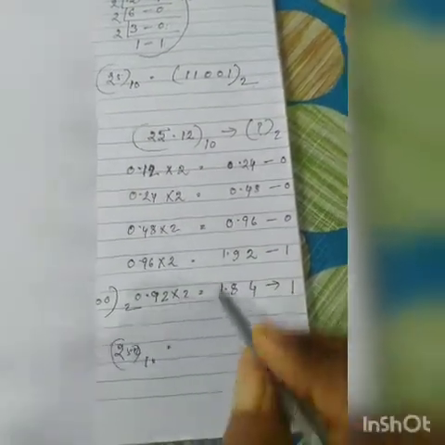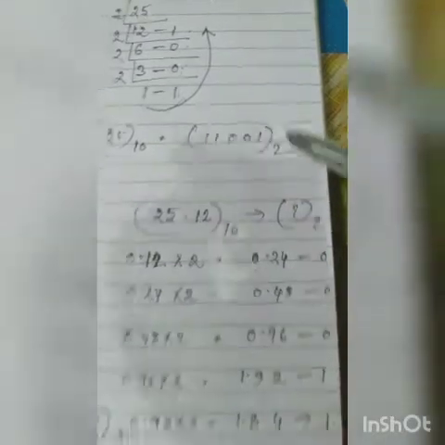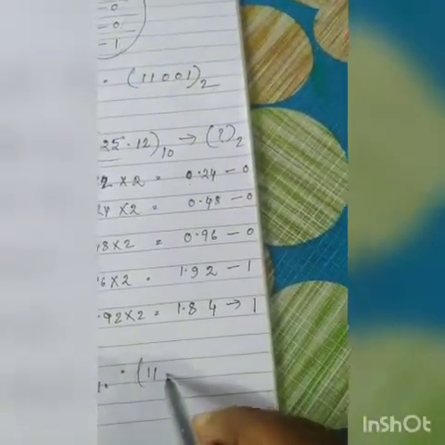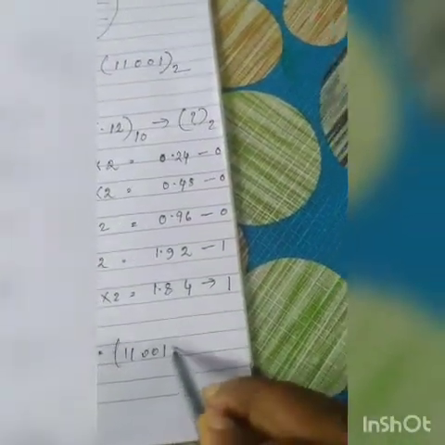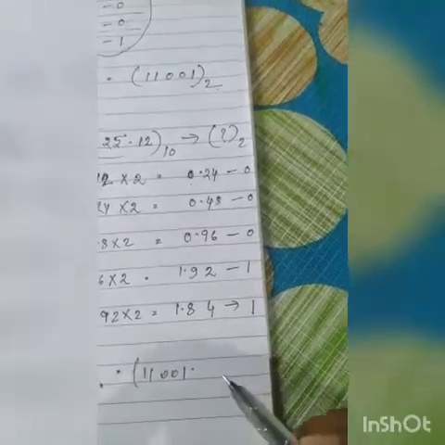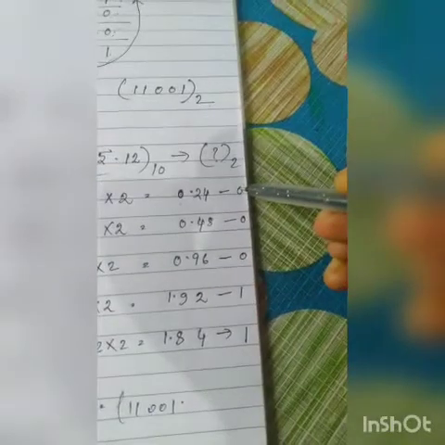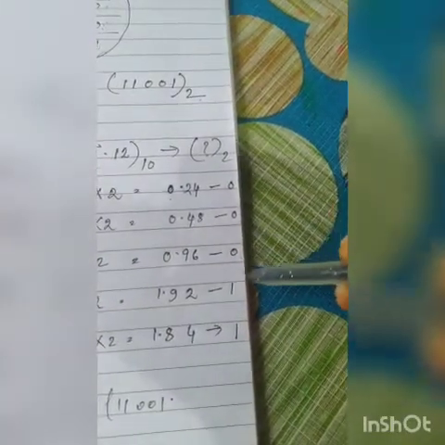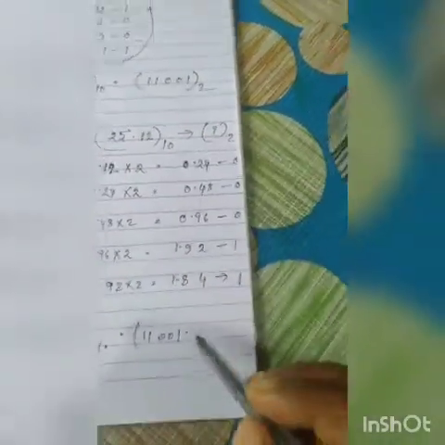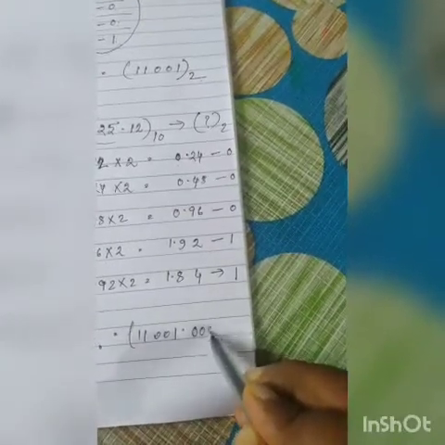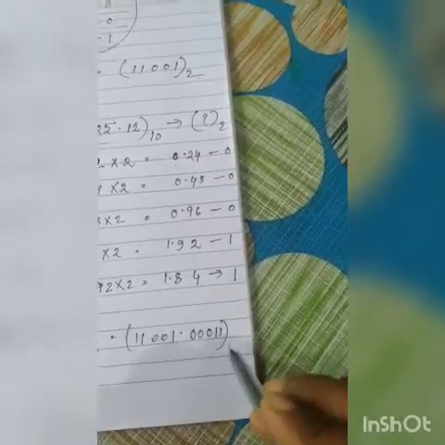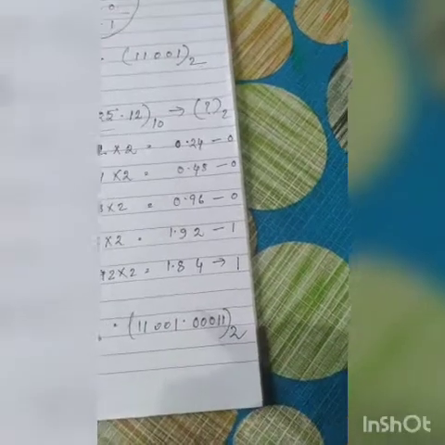25.12 in base 10 equals: the answer for 25 I got here first, so it will be 11001. Then you give the point. After the point you will start from here: 00011. Write 00011. That base is 2.